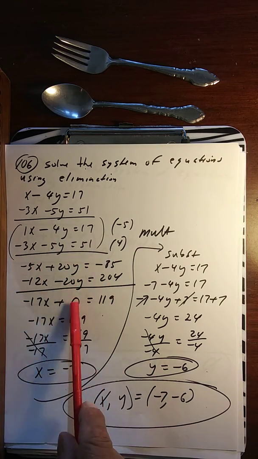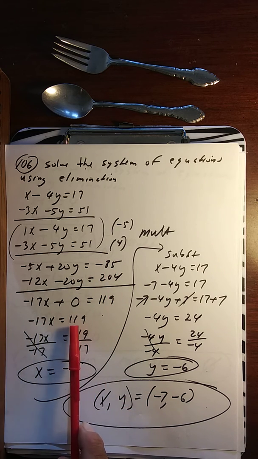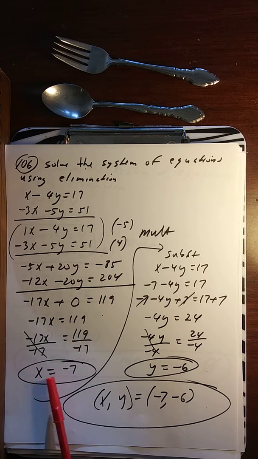It's going to be negative 17x and 0 equals this. Negative 17x will go to 19. Divide by negative 17, it's going to be x equals negative 7.